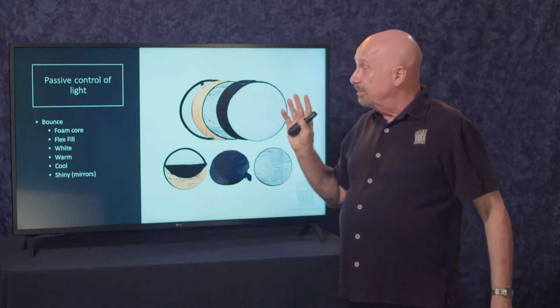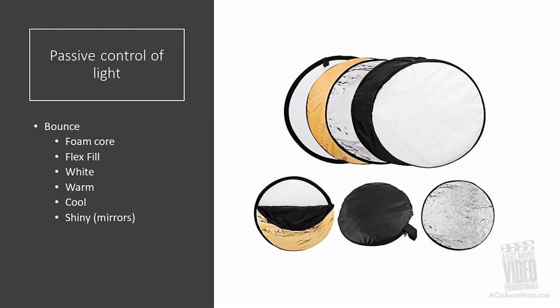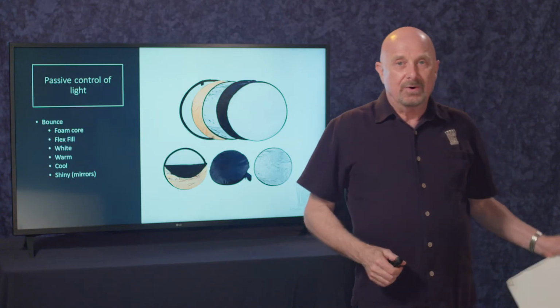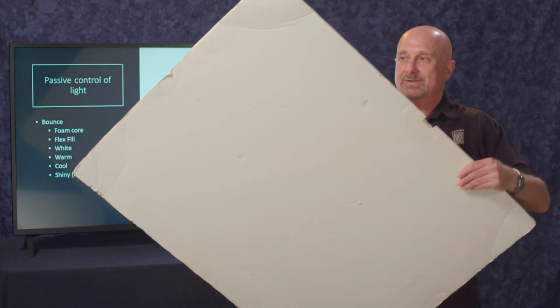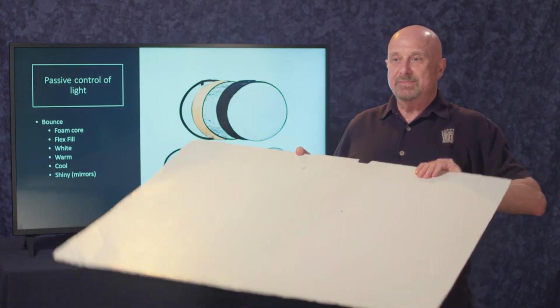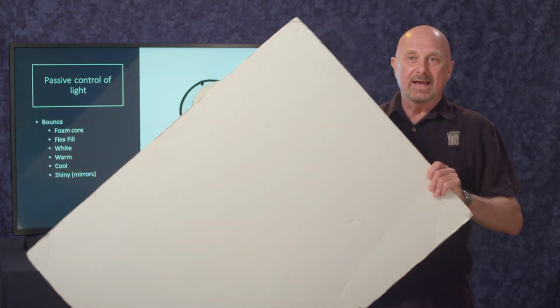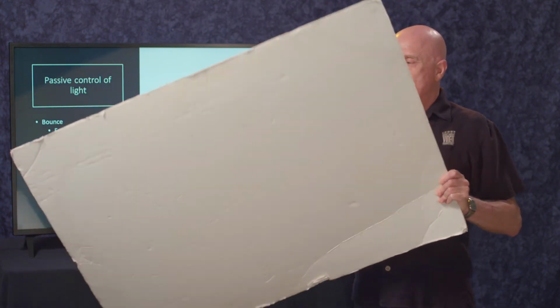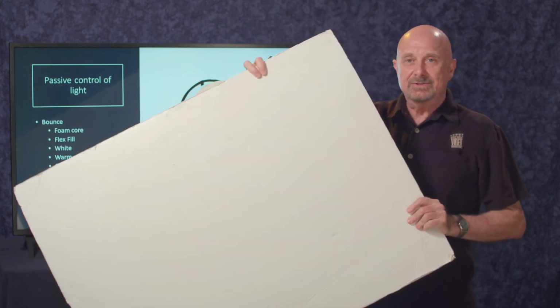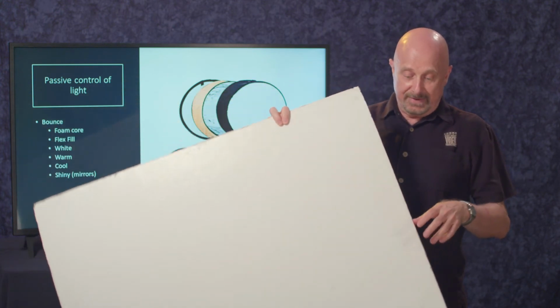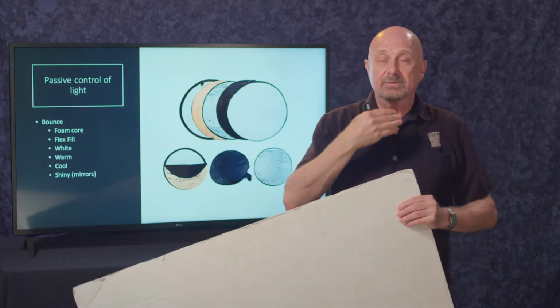An excellent source, but one of my favorites is foam core. Foam core is cheap, a couple of bucks. You can get it just about anywhere, Art Supply House. And it's rigid. It doesn't flop around too much. Very handy to have. As a matter of fact, that's what we're using for a soft light to fill my chicken neck.